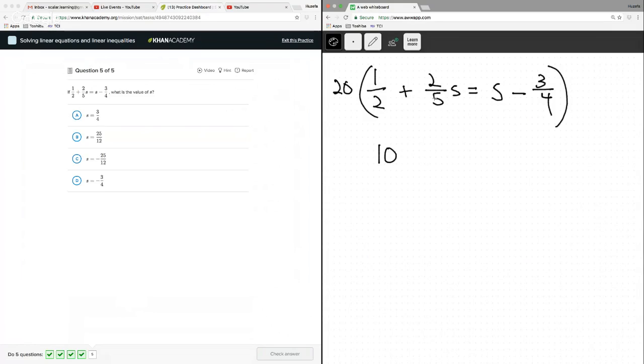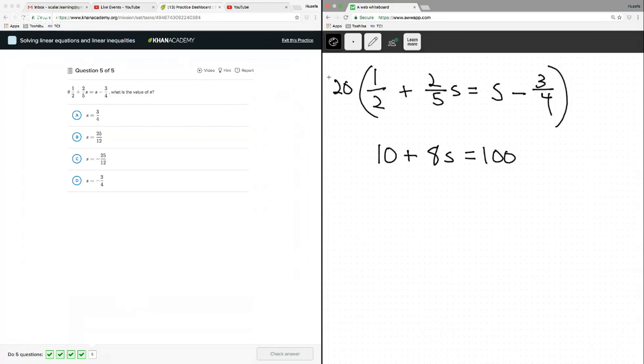2/5 of 20 becomes 40 over 5, which is 8s. Equals, oh, this would actually be on the calculator section. So worst case, you could use a calculator to do this. 20 times 5 is 100.